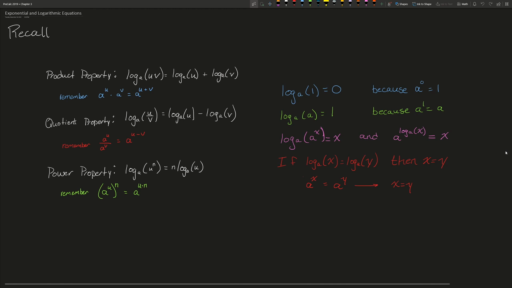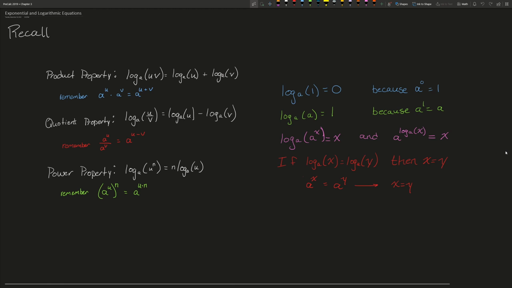So the first thing we need to know is the product property. Log base a of u times v is equal to log base a of u plus log base a of v. Then we need to know the quotient property. Log base a of u divided by v is equal to log base a of u minus log base a of v. Then the power property. Log base a of u to the power of n is equal to n times log base a of u.